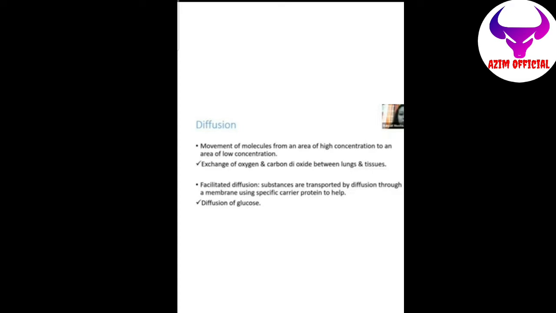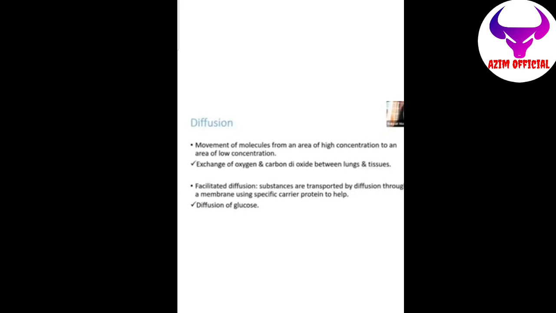Okay. You can see the diffusion on the screenshot here. Movement of molecules from an area of a higher concentration to an area of lower concentration. The same thing is said in this lecture. Exchange of oxygen and carbon dioxide between the lungs and tissues. Yes, she is giving an example in the body. This is also diffusion. How can you explain? Anyone? How is it diffusion?